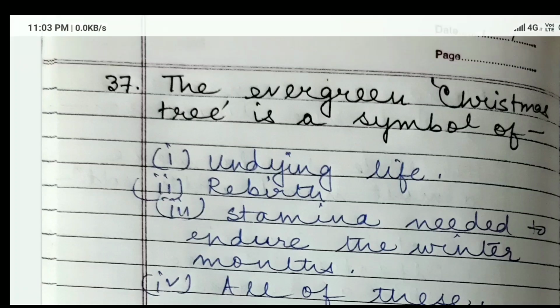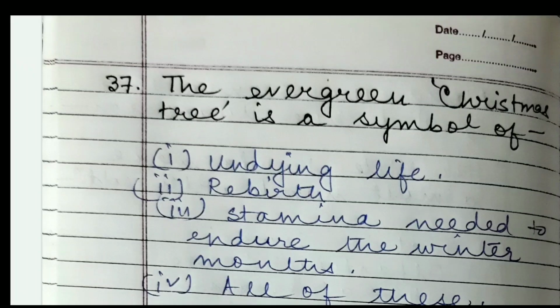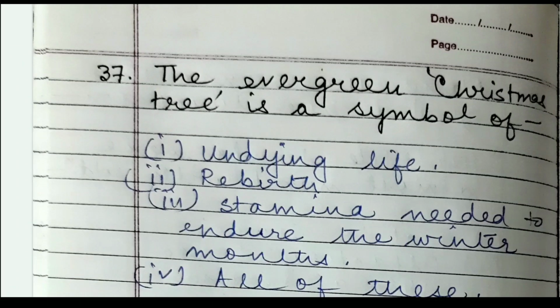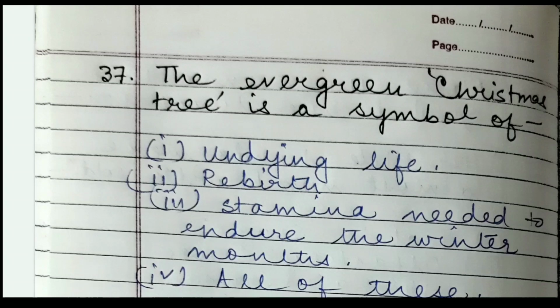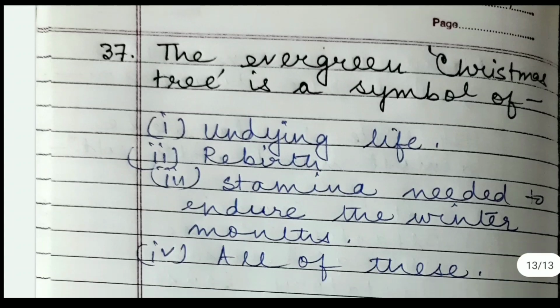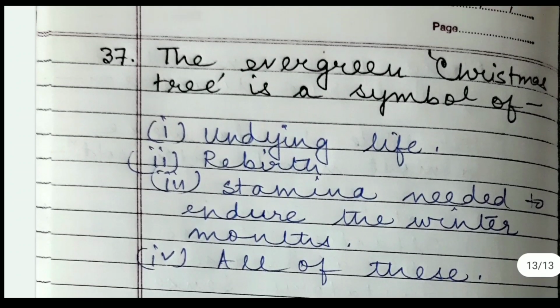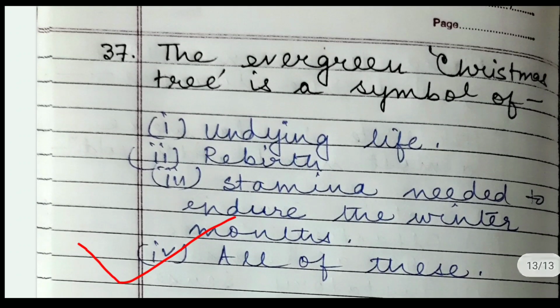The evergreen Christmas tree is a symbol of. What is the Christmas tree a symbol of? And the options are: option 1, undying life; option 2, rebirth; option 3, stamina needed to endure the winter months; or option 4, all of these. And the right answer is option 4, all of these.